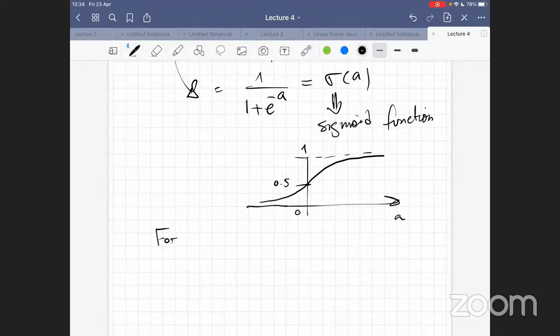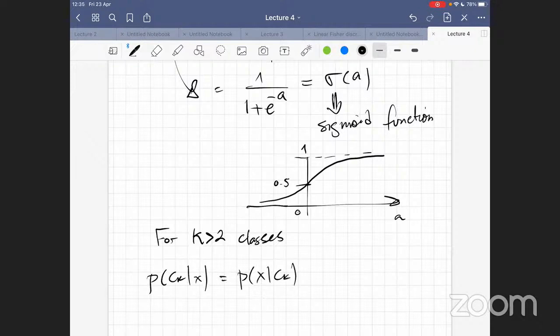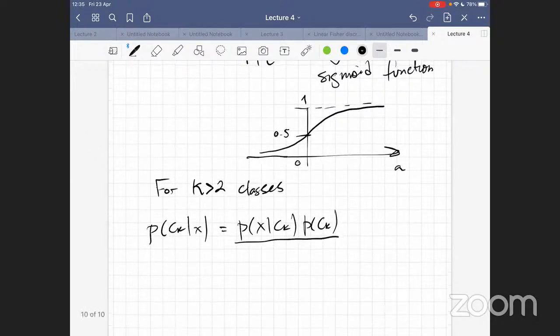And for more than two classes, there's a slightly different but very similar expression. Okay, I now apply my Bayes theorem. So this is likelihood times prior. But I have K classes, so I need to sum over all the classes.